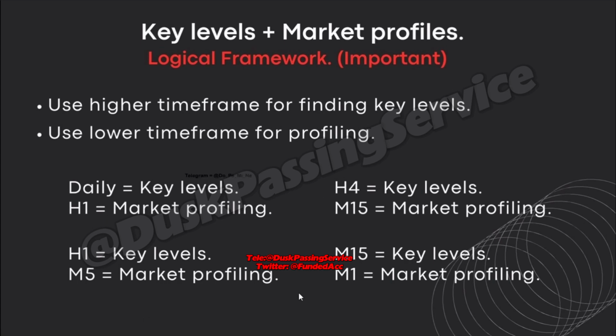Down here you can see some combinations of time frame alignments and how you can use them. So if you're an intraday trader, then you're going to be using the 4 hour for finding key levels, and the 15 minute for profiling the market. Similarly, for scalping, the M15 or 15 minute time frame is going to be used for key levels, and the 1 minute time frame is going to be used for profiling.